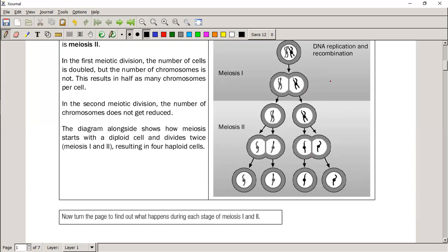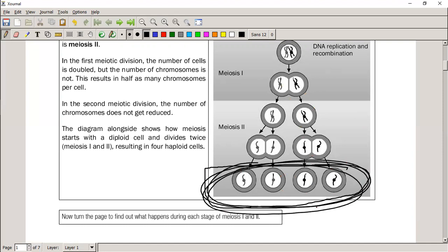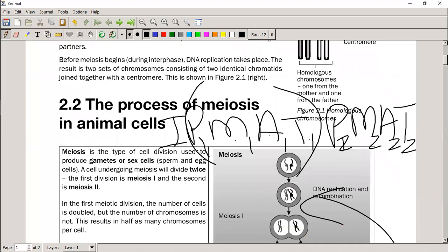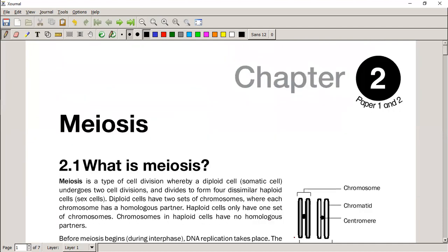I also want you to notice here that none of those cells actually look like the original cell. That's another important thing about Meiosis: we end up with four cells that are completely different from the original cell. Yes, Ruan, you have a question?